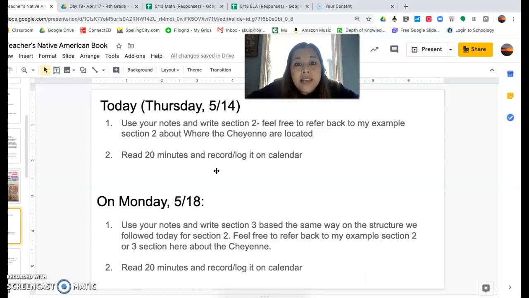And then come Monday, you'll have a math lesson. It'll be an off day for language arts, no new lesson, but you do have an assignment. And that assignment on Monday, to be clear, is to use your notes and write section 3 based on the same way that we learned to structure section 2. Topic sentence, facts with transition words, conclusion sentence. Feel free to refer back to here. I will have section 3 typed in here as well, so you can look at that. And then you're reading 20 minutes. Okay?